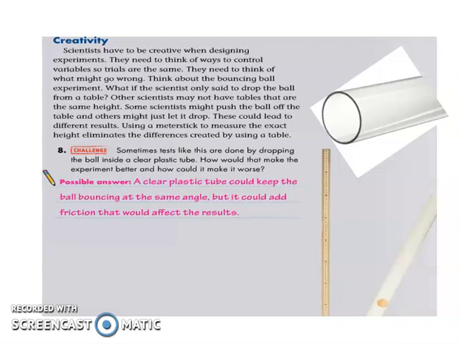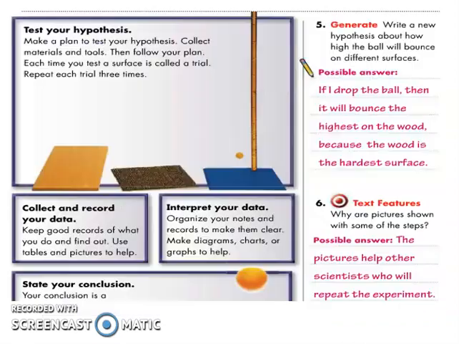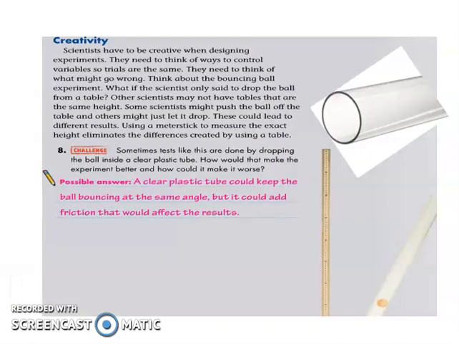How do scientists answer questions? Now, scientists are very creative. When they want to find an answer, they use different materials and then they compare them to other materials. In the first video, I have shown you different materials, such as different surfaces, a ruler, and a ball. Now, if the scientist is so creative, he will use a plastic tube. Why? Because maybe a plastic tube will give a different answer to the experiment.